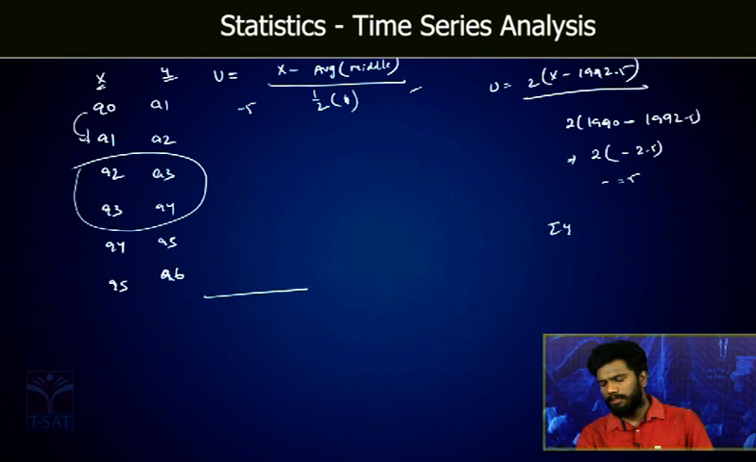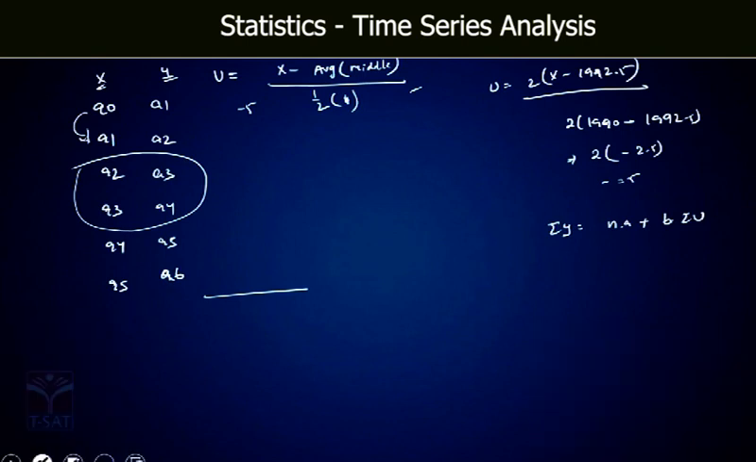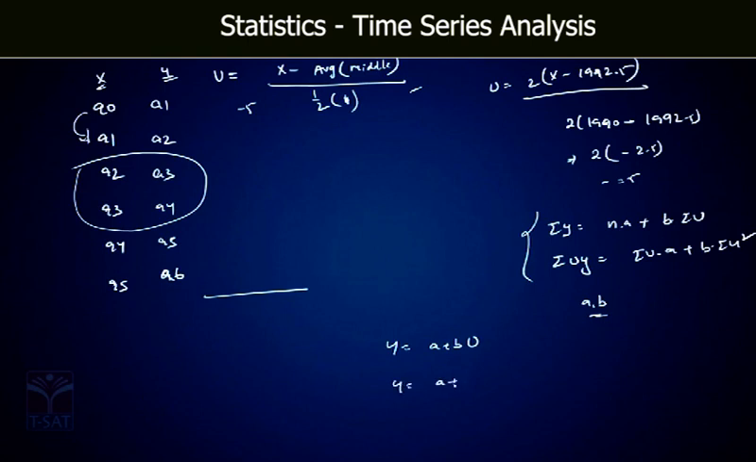The normal equations will be summation y is equal to n into a plus b into summation u, summation uy is equal to summation u into a plus b into summation u square. So using these two, find a, b and substitute these values in our fitted equation y is equal to a plus bu. కానీ ఇక్కడ u ఏంటి? y is equal to a plus b into x minus average of middle values divided by half into class interval.